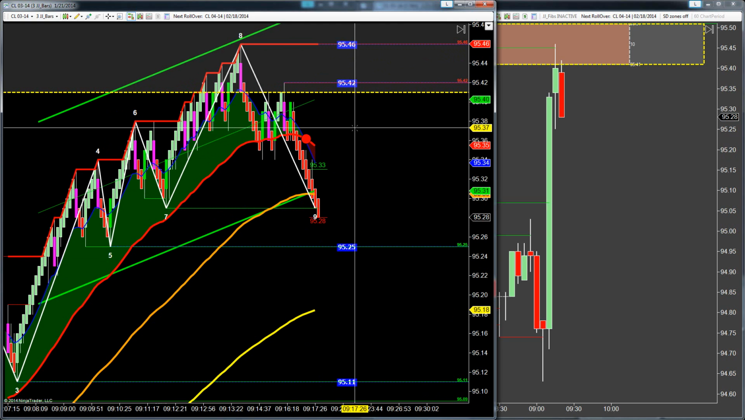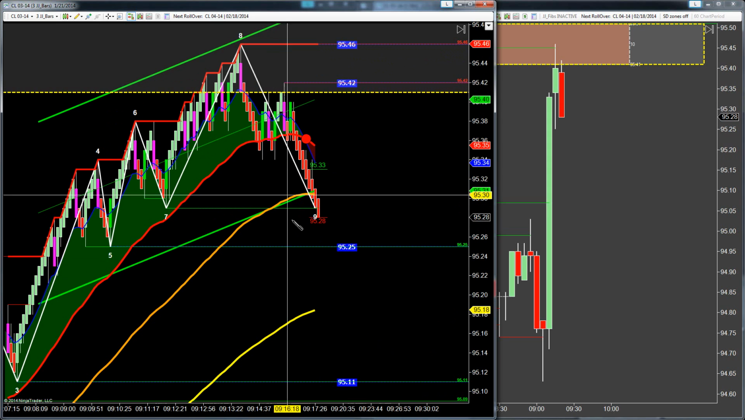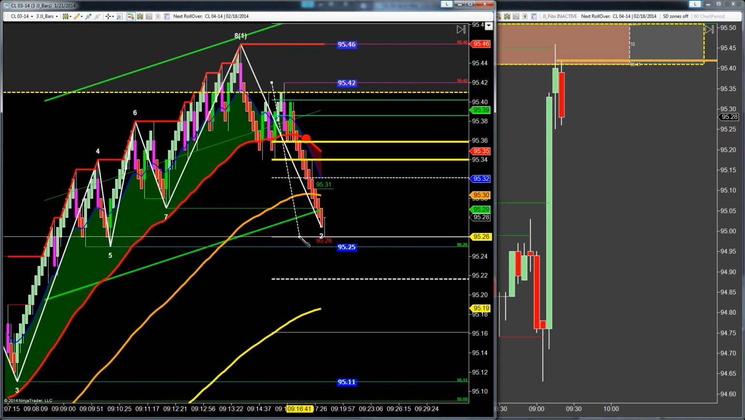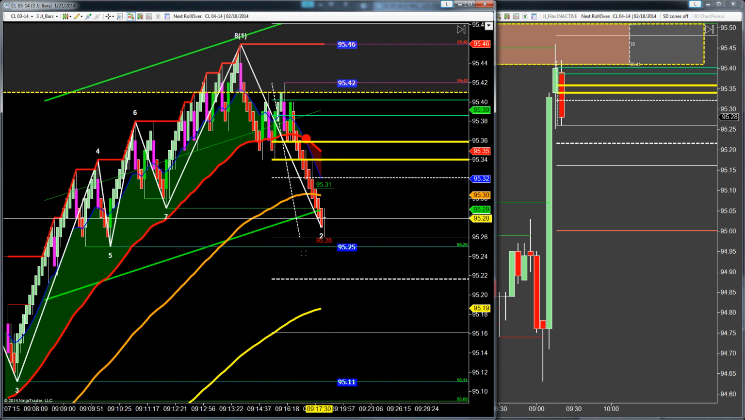So what we want to do here is look for a wave pattern short. We've got a swing high at 95.42, and now we just got our signal reset. So now not only are we coming out of a supply zone, we have a 1, 2, 3 reversal pattern, a very, very strong pattern to be looking for to the downside.